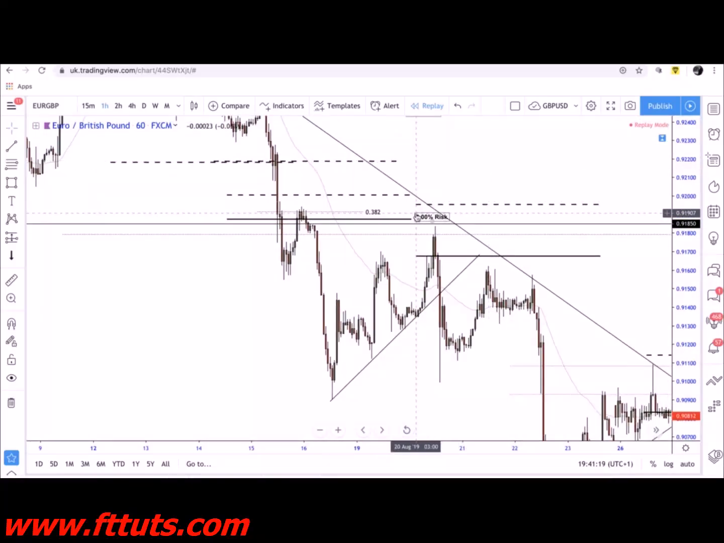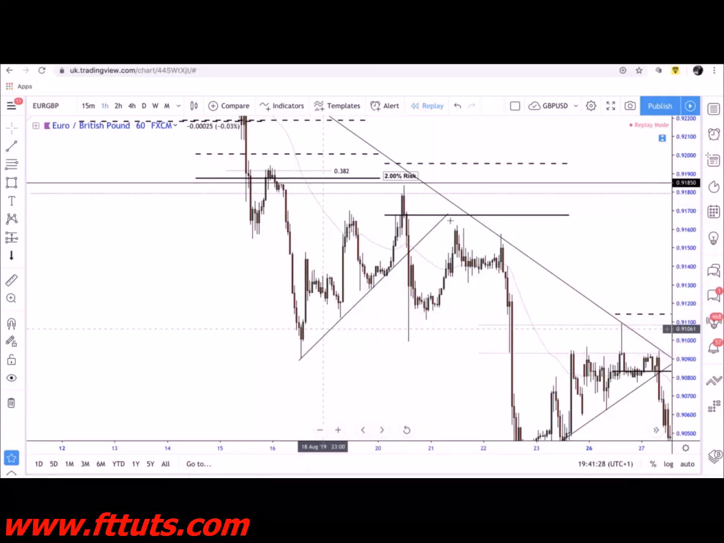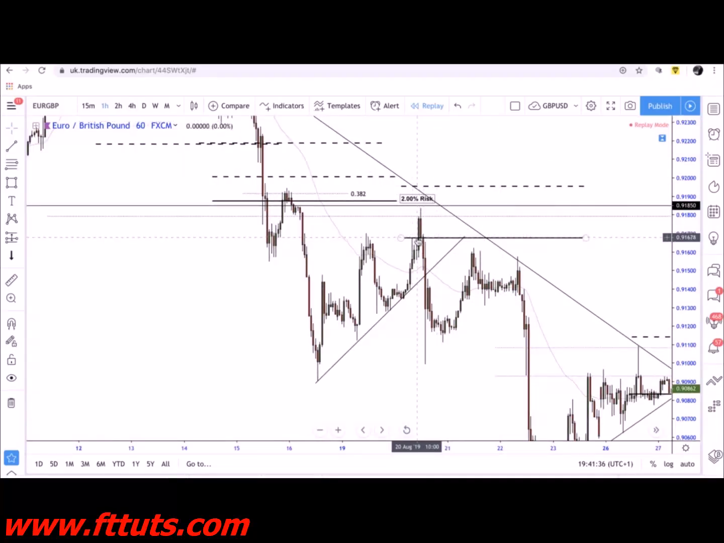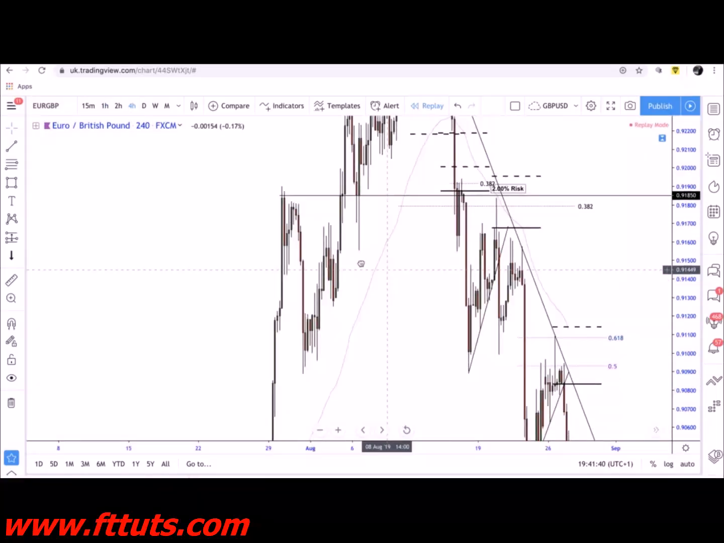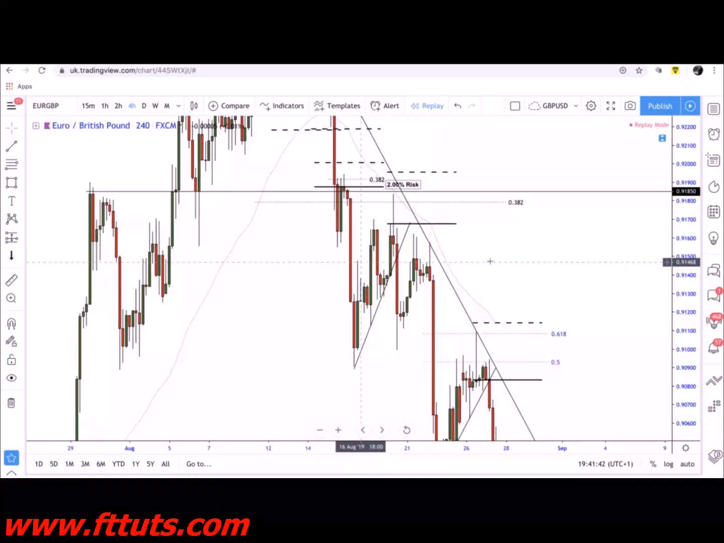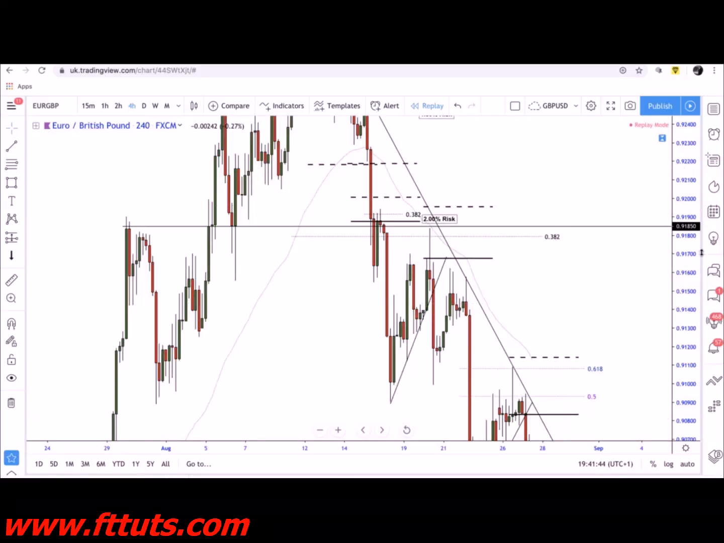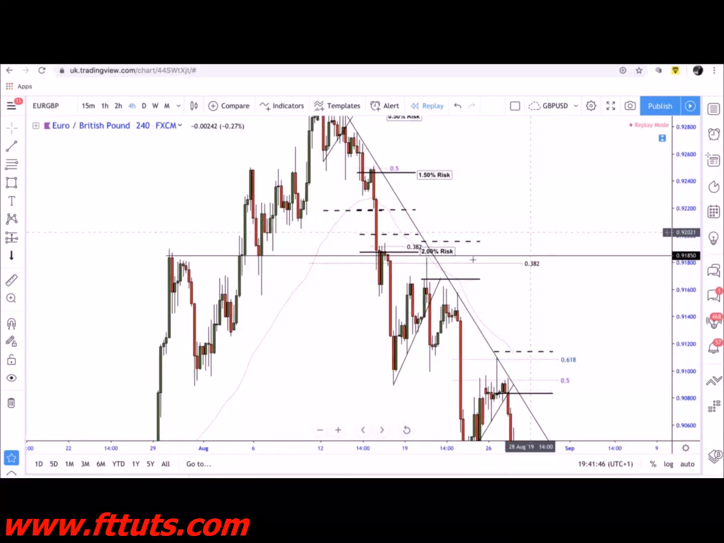So then we locked in 2%. Okay. And then we come up almost to the original position, and then we drop and we break this counter trend line here, right? So then we drop, and then we come back up. So let me show you this on the 4 hour. Our next position would be here.